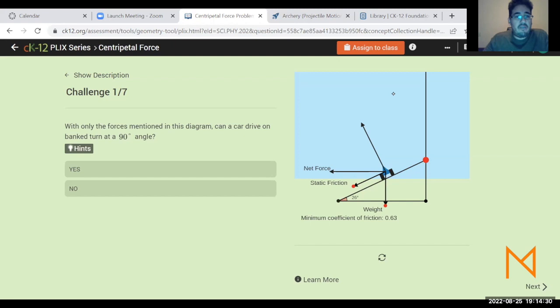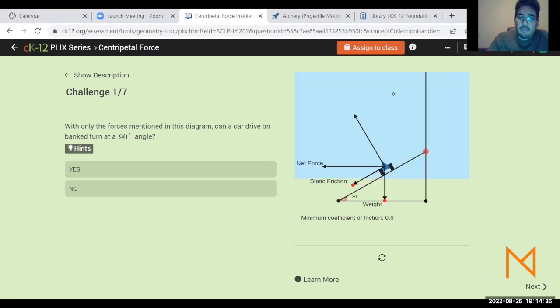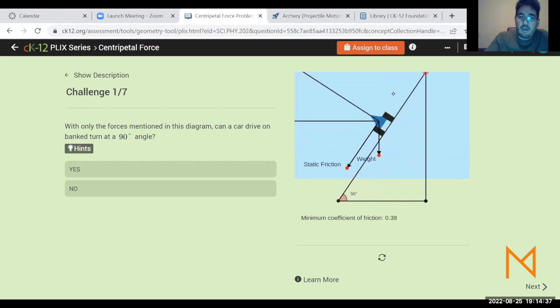Can a car drive on a bank turn at a 90-degree angle? So this would have to be a 90-degree angle. And of course, we can't go any higher than this.